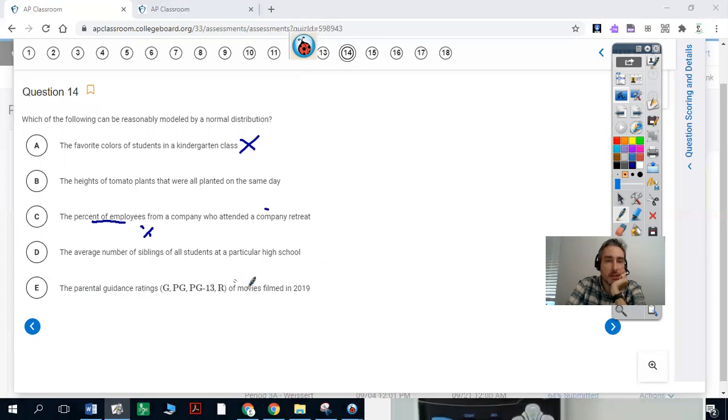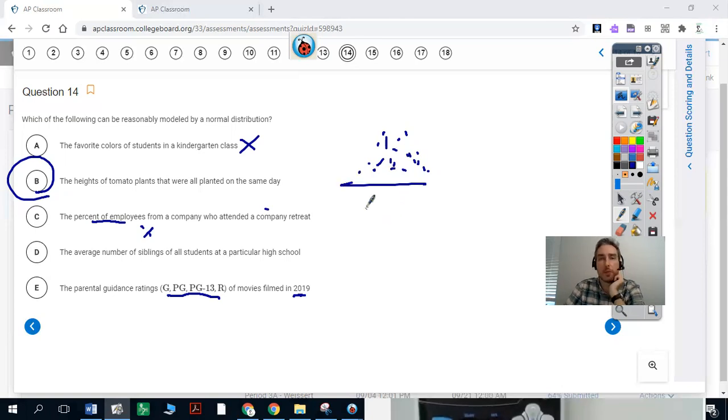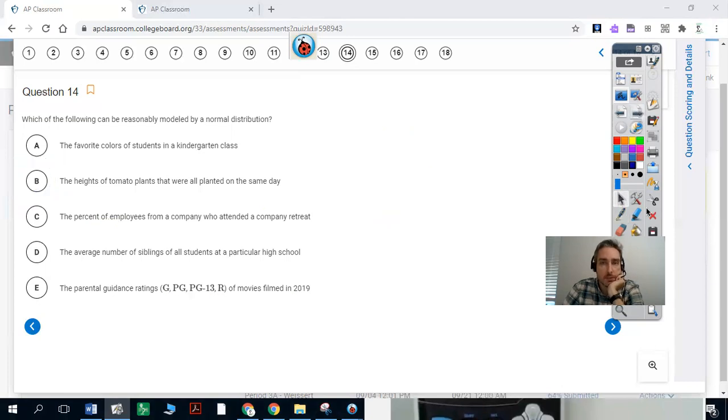Parental guidance ratings of movies filmed in 2019. These are not quantities, so that's not going to work. But the only one that really works is heights, right? Because you planted tomato plants, you're going to get a lot of variability in those plants. So I would say it's going to be that. Most of them will be in the middle. All right, look at the next one.